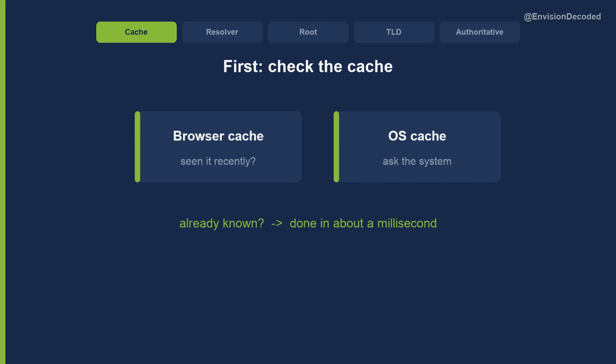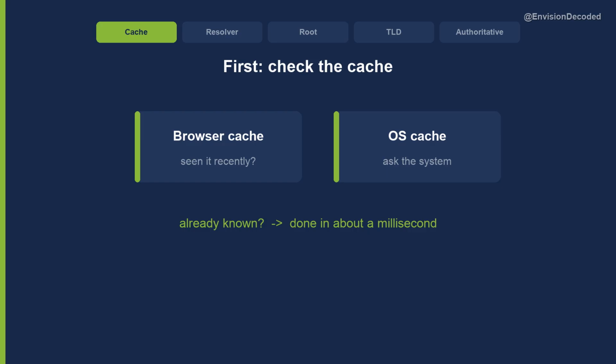So what actually happens when you ask for example.com? Follow the journey. First, the cache check. Before anyone goes anywhere, your browser and your operating system check their own memory. If they looked up this name recently, the answer is already there, and the whole process stops in a millisecond.